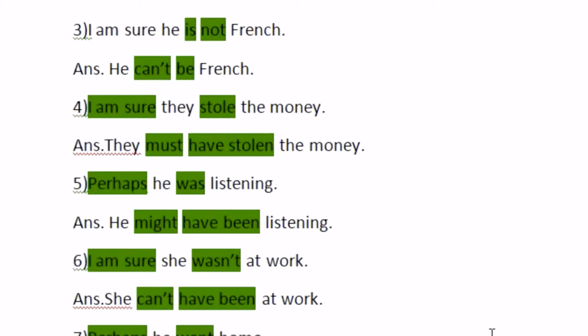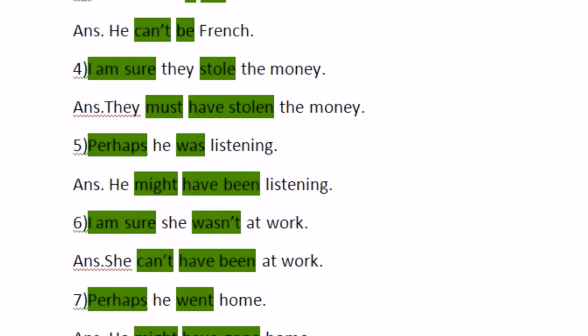He might have gone home. Okay, you got it right, my dear. He might have gone home. He is the subject there. Might, perhaps, and the sentence is positive. Might, went, Bob too. That is why have gone there. Next question there. Question number 8.